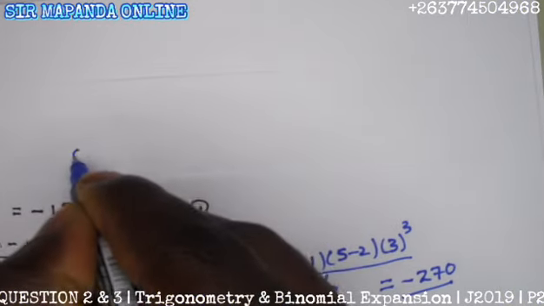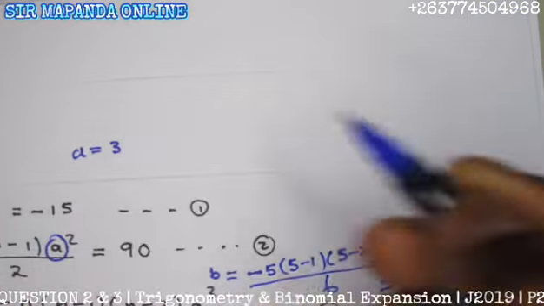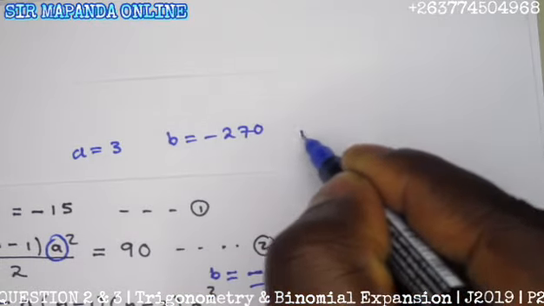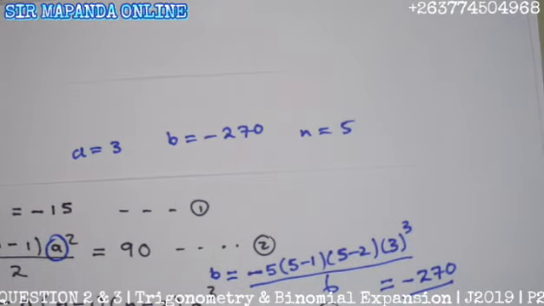So in simple terms, we are saying a is 3. Then we are saying b is equal to negative 270. Then n is equal to 5. Then you get yourself the 9 marks. I hope you are following.